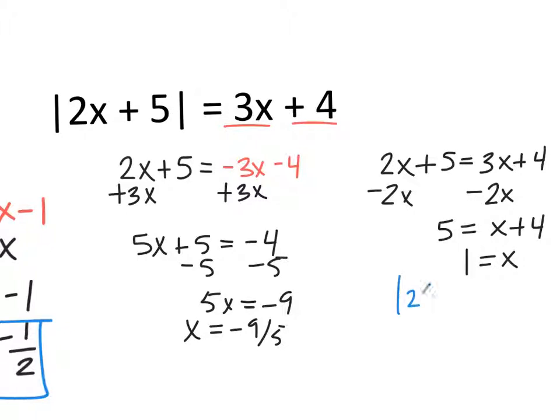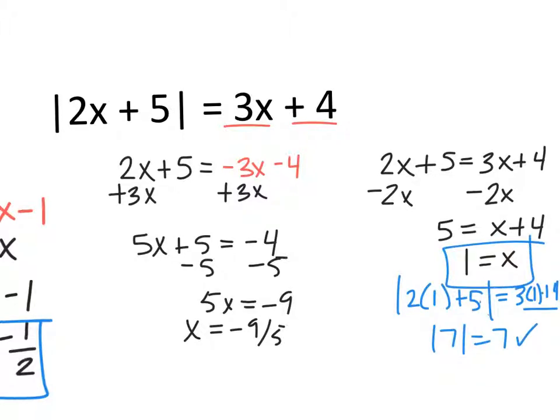So just put it back into the original one. Oops, that's an absolute value bar. So the absolute value of 7 equals 7. So that checks. This one works.